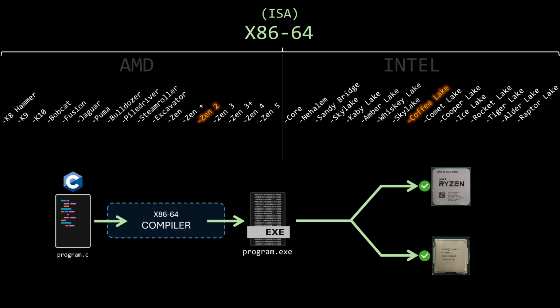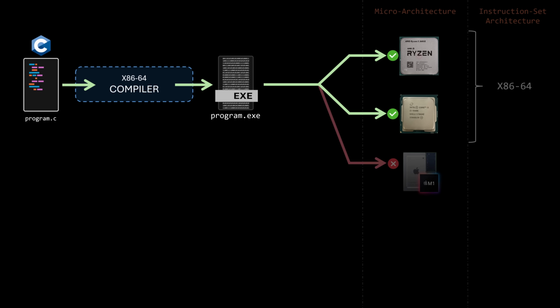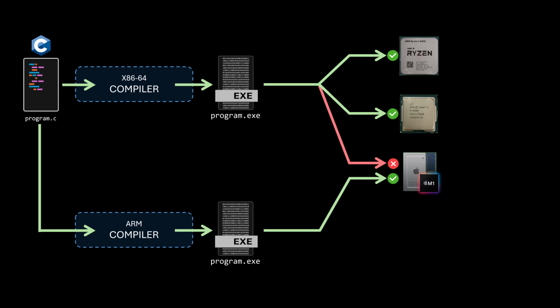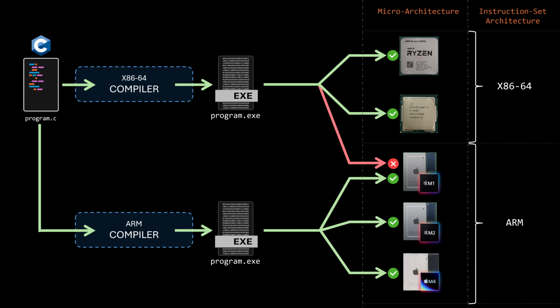on all of them. But that same program will not run natively on a processor that implements a different ISA, such as Apple's M-series processors, which use the ARM instruction set architecture. To run the program on those processors, it must be compiled for the ARM instruction set architecture instead. Once that is done, the same principle applies. The software can run on different microarchitectures that correctly implement that ISA.